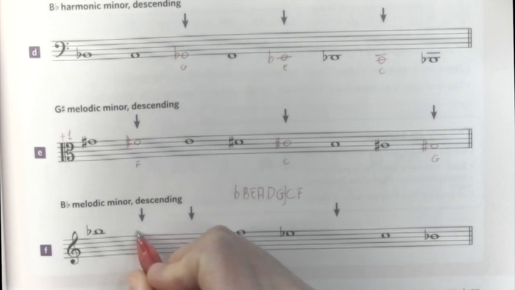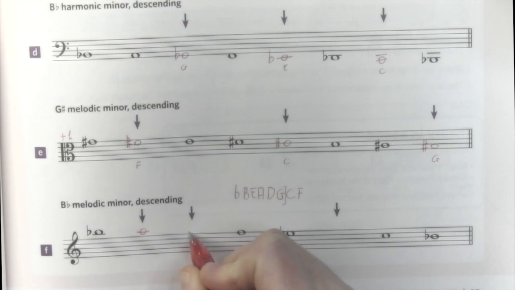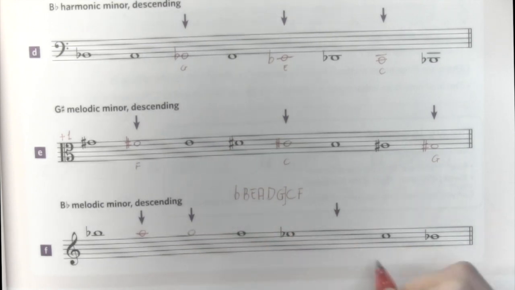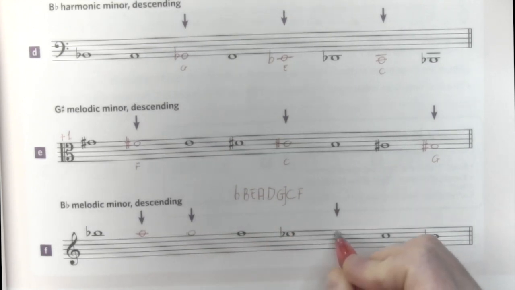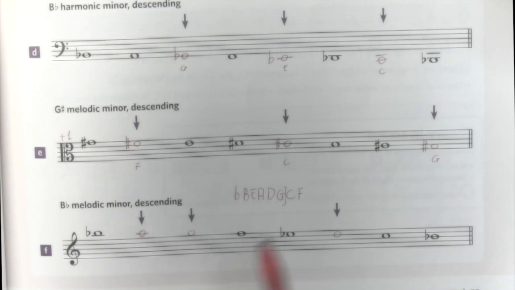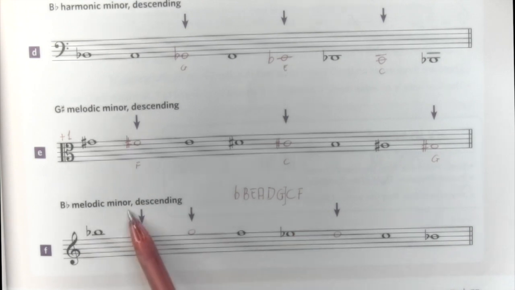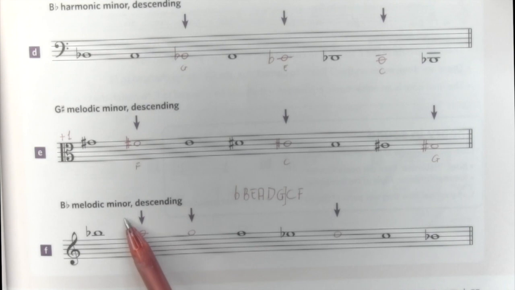Ledger line, note, note, and a note in between. Perfect. Okay, now the melodic minor, we said that already. The melodic minor in the descending version is just the natural scale, and the natural scale is the scale that uses the same flats or sharps included in the key signature, and that's it. It's as simple as that.